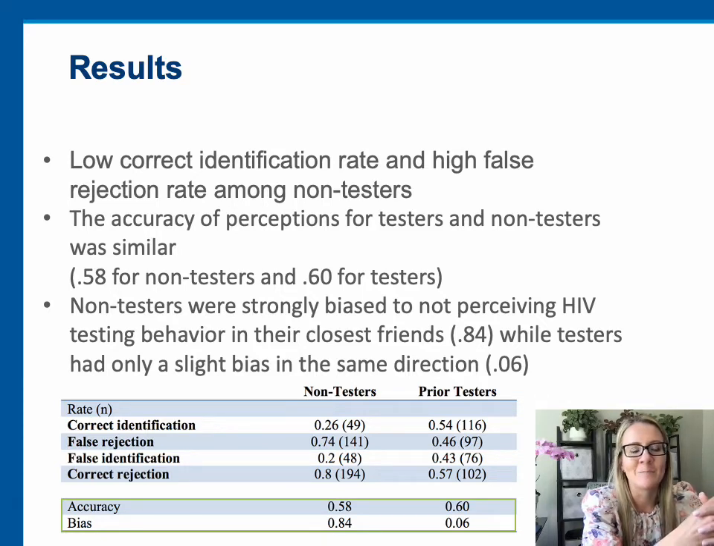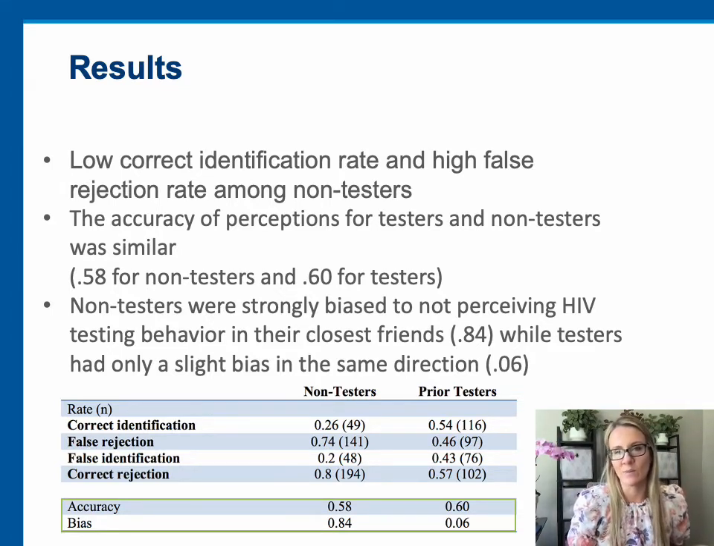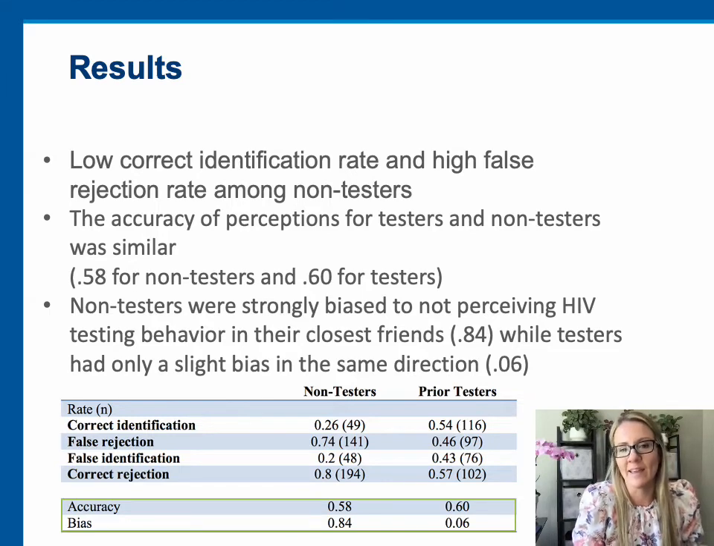Okay. Non-testers were strongly biased to not perceiving HIV testing in their closest friends, while testers didn't really have much bias. It was really close to 0.06. They only had a slight bias in that same direction, but really they were just as likely to say they had tested when they hadn't, or they hadn't when they had.